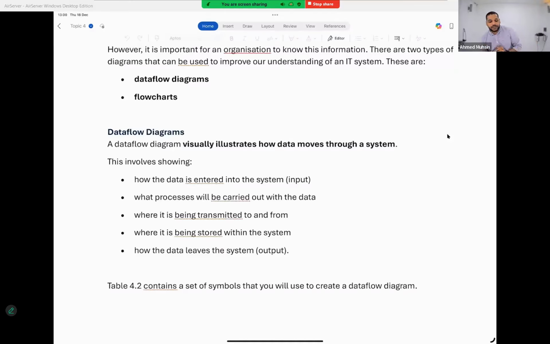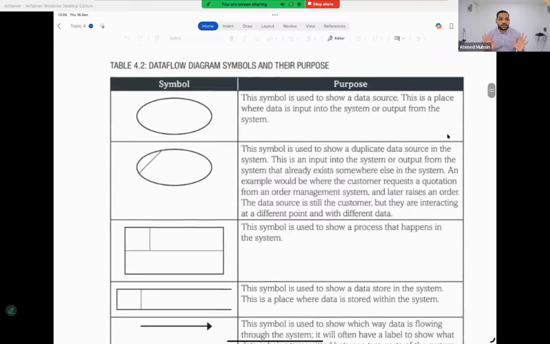Table 4.2 contains a set of symbols that you will use to create a data flow diagram. Everybody, when it comes to the symbols, non-negotiable. You can't use your own symbols the way you want. They have given you symbols. That's why I have put the textbook table itself over here. You have to use these symbols. Okay, everybody, I want you all to draw these again in your writing book. Not now, in a few seconds.